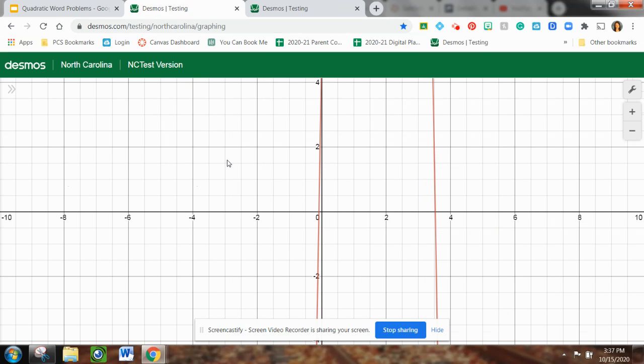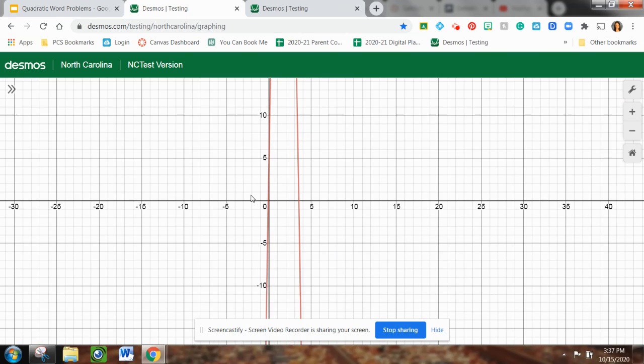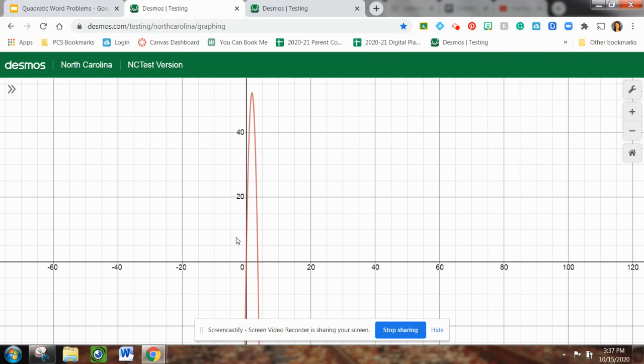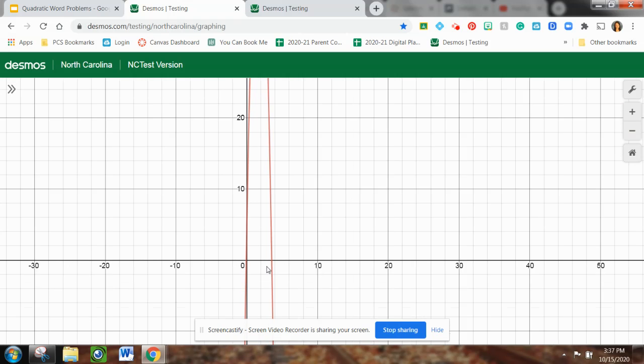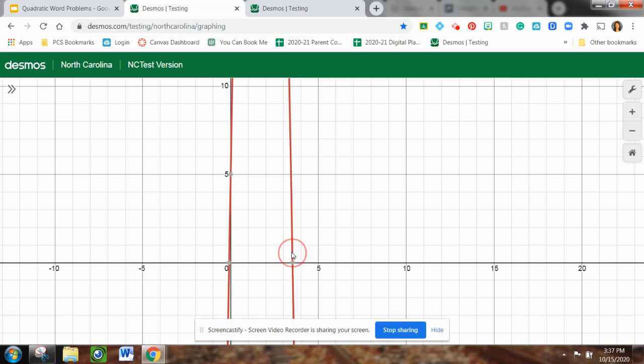So here I have my equation for my arrow graphed. This is the full view of the path of the arrow. I'm going to zoom in just a little bit so we can see this better. Now, this x-intercept here has a negative value. I do not want negative values for time. We are not in the TARDIS. We're not Doctor Who. I can't go backwards in time, so I can't use that.